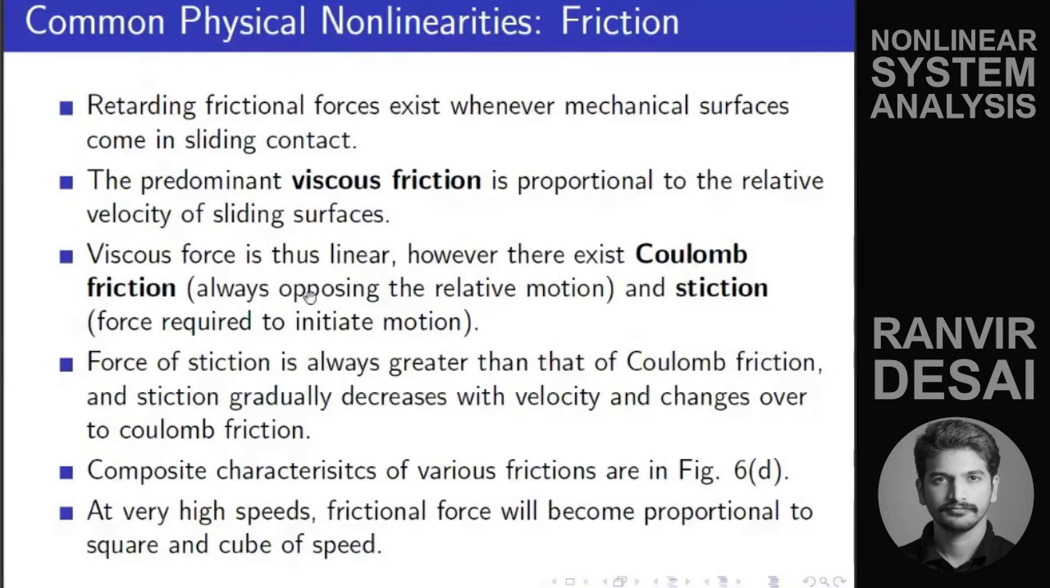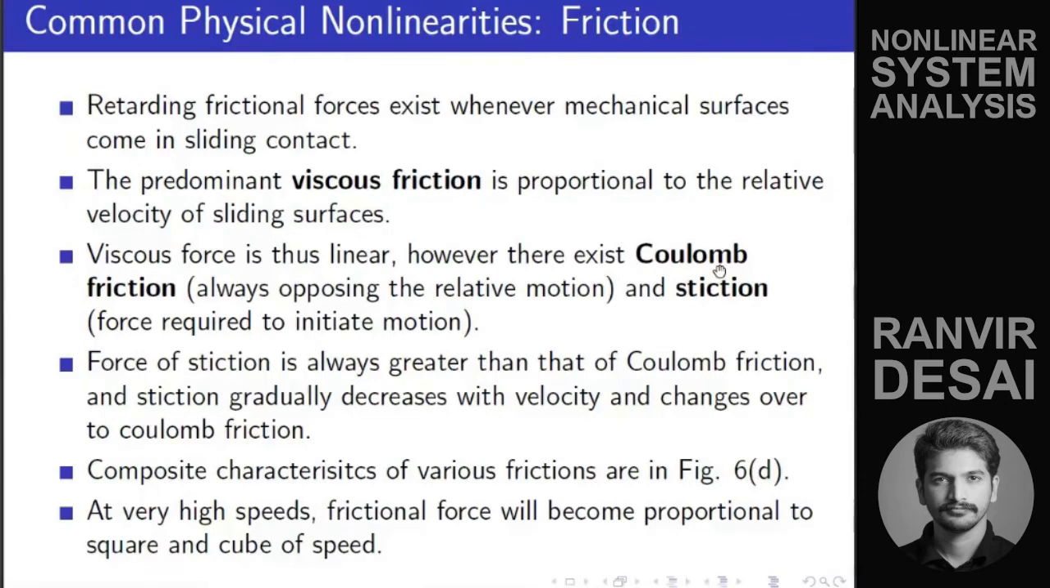Okay, so what is Coulomb friction? It is opposing the relative motion, the same as viscous friction, but this Coulomb friction is due to the molecules and their dynamics. Okay, Coulomb friction, and there is a stiction. So stiction is, you can call it the activation energy or the initial energy required to move the object.